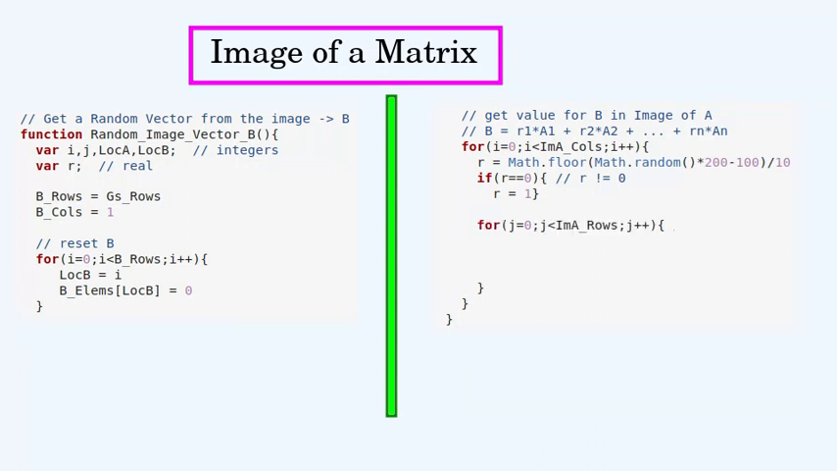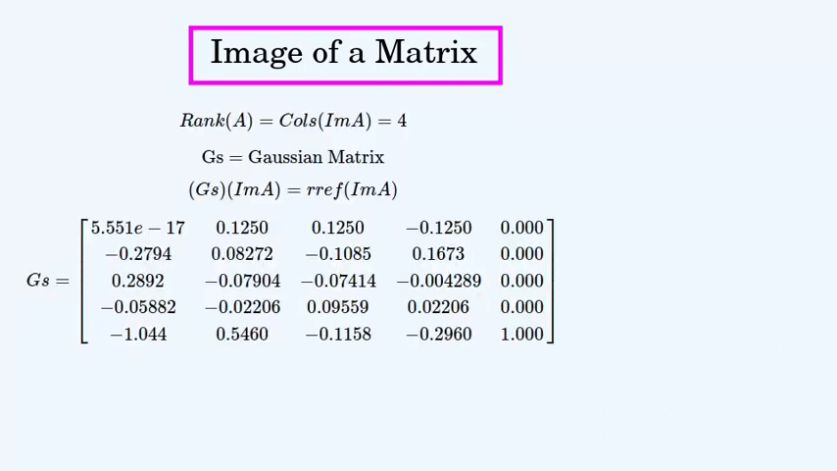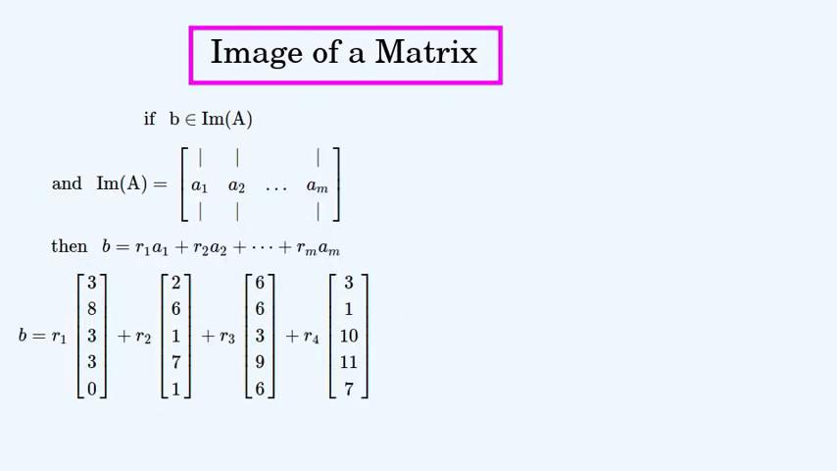We'll create a loop to copy every entry in the column of Im A into B. We'll get the locations in these matrices here, and we'll do the copying here, adding R times this column vector to B. So I'll just show you the Gaussian matrix of the image of A here again. And I'll just show this calculation showing how to get a random vector in the image of A.